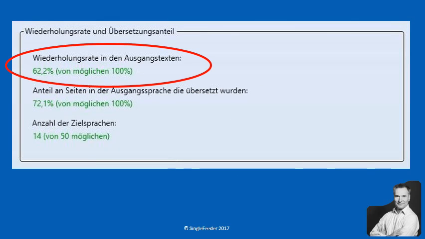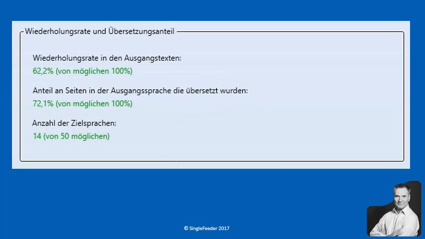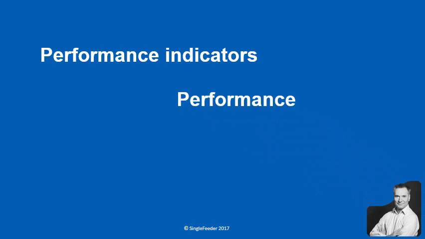The third section of the window shows the reuse rate. In this case it is 62.2% and the share of translations. In this case it was 72.1% of the database that have been translated into at least one language. These 2 factors are very important if you want to measure the efficiency of your documentation. Apart from this, you also see the number of languages that you have activated in your database. In this case, it is 14. This overview shows you the key figures and the performance of your documentation at a single click.